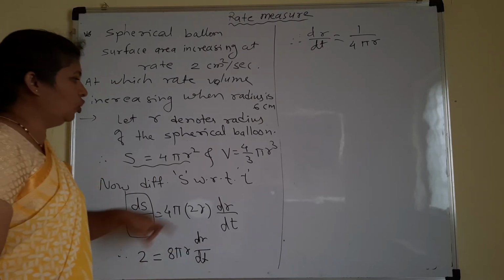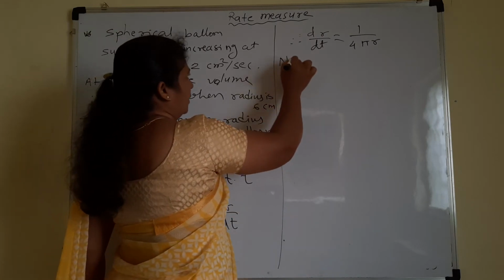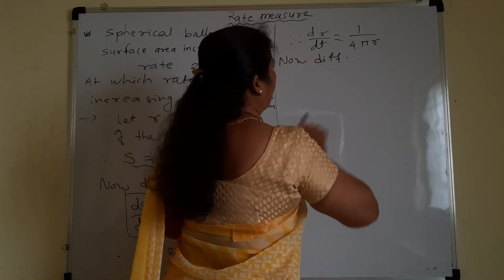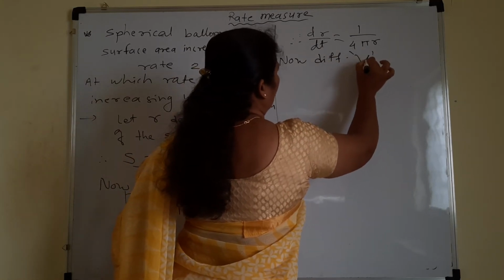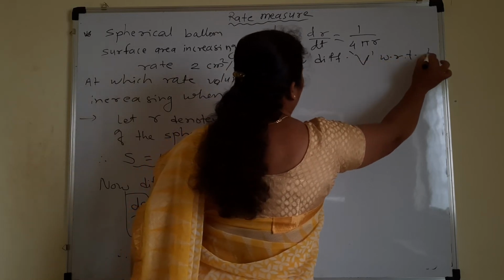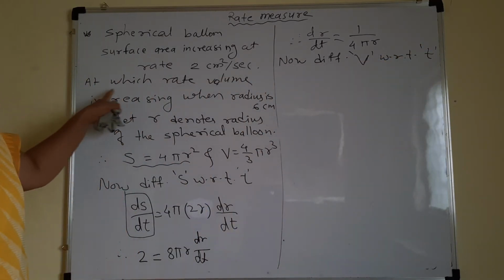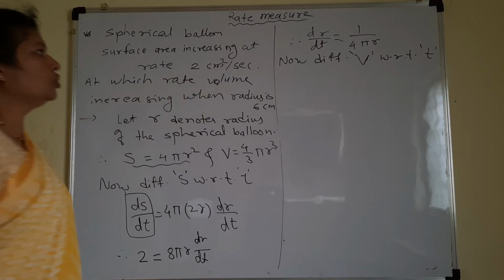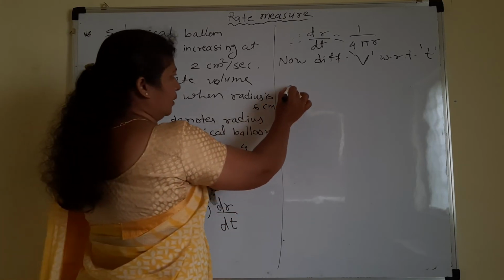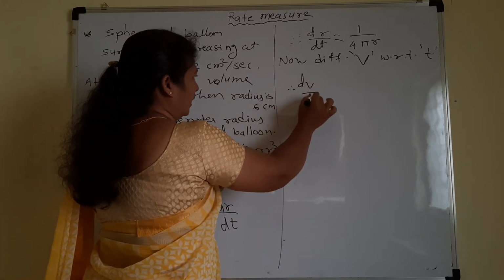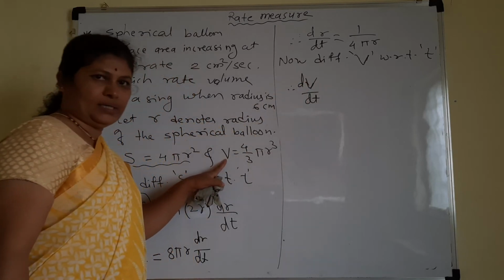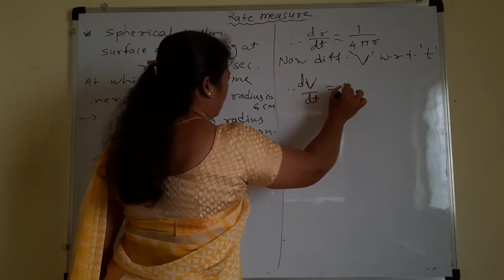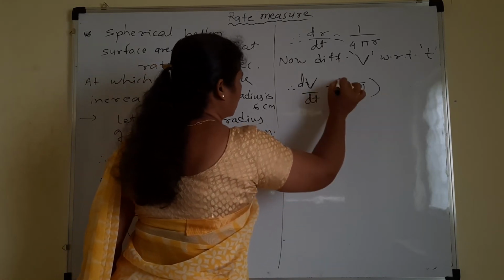Now consider the volume, and differentiate V with respect to time t, because we have to find the rate of change of volume, at what rate the volume is increasing. So differentiating V with respect to time, that is dV/dt, is what I have to find. dV/dt is equal to 4 by 3 π, which is constant.